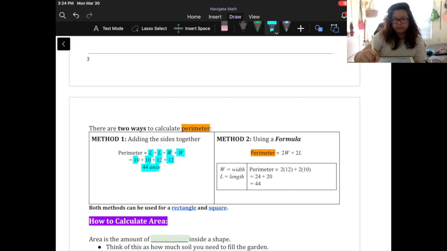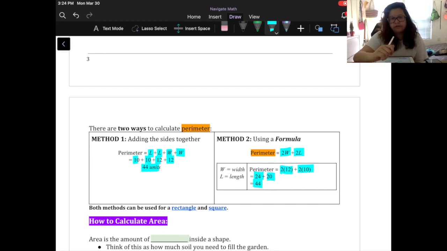Another way to calculate perimeter is using a formula. The formula is 2 times W plus 2 times L. And again, W means width and L means length. So since the width was 12, I'm going to plug 12 in for W. So 2 times 12. And since the length was 10, I'm going to do 2 times 10. So 2 times 12 is 24. 2 times 10 is 20. And then 24 plus 20 gives me 44.